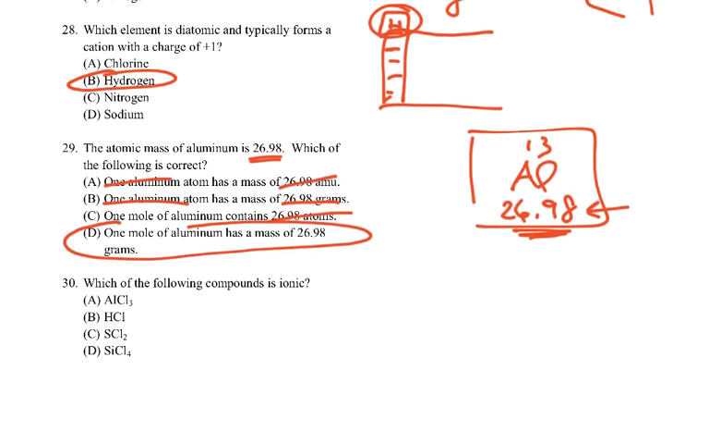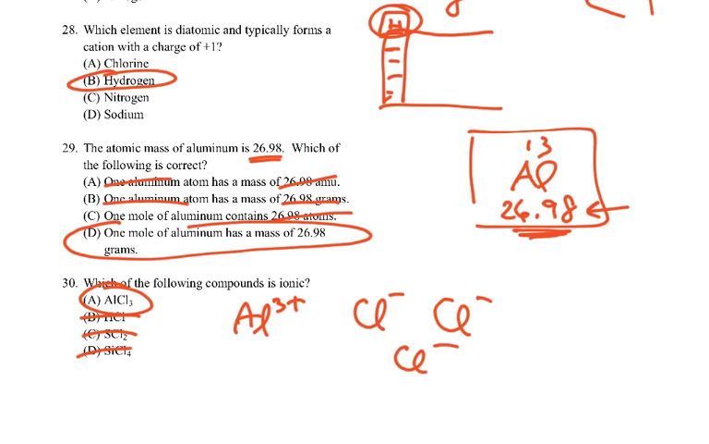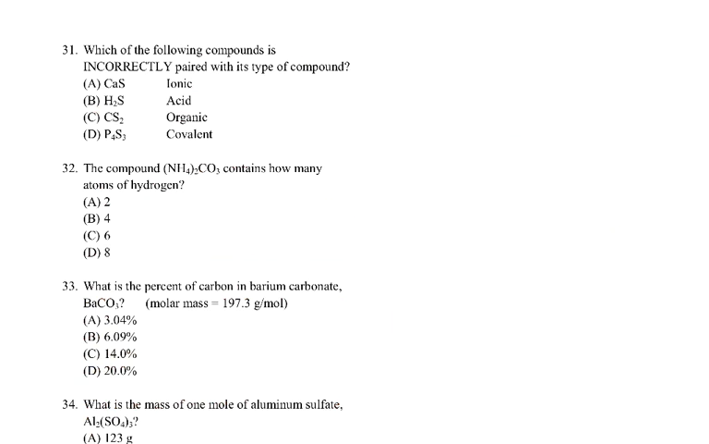Which of the following compounds is ionic? Ionic compounds start with a metal, so we can eliminate this one, and this one. So answer A is the only one that's going to be an ionic compound. And double check, it's going to be aluminum 3+, and it's going to be Cl1-, and we're going to need 3 of those, and that comes up later. So answer A.